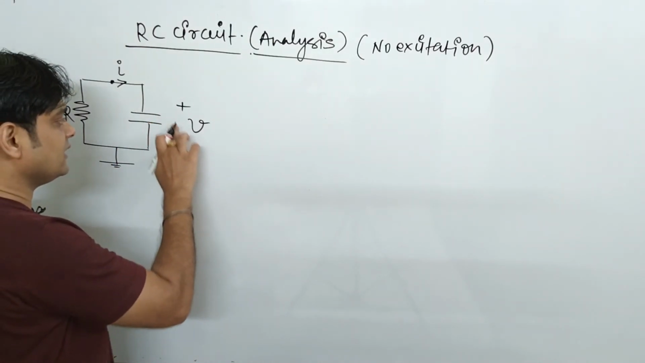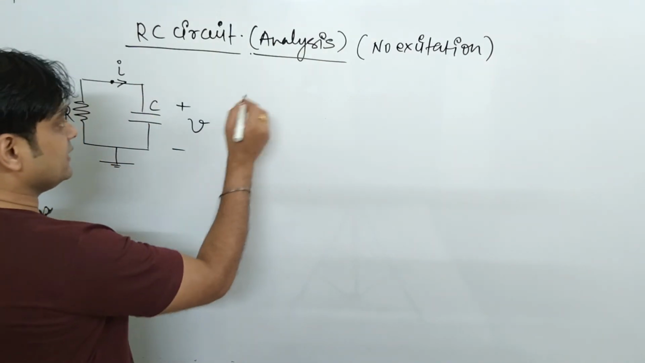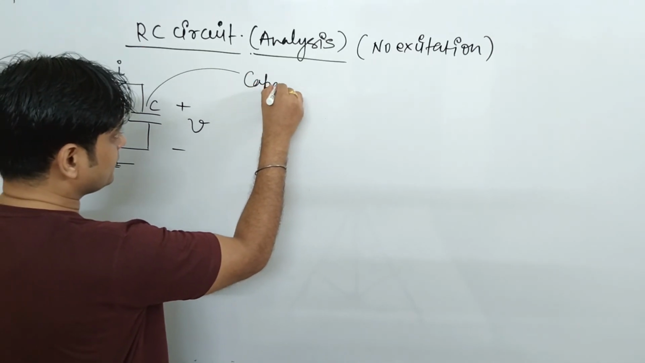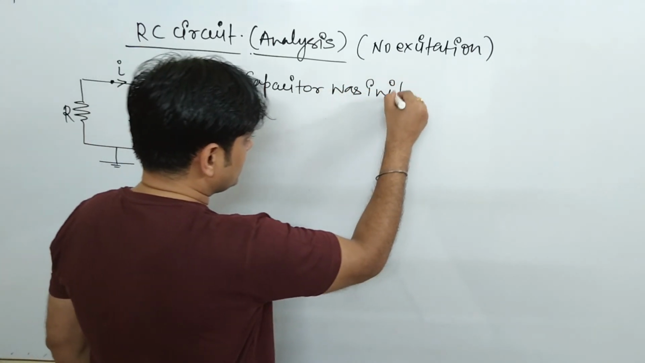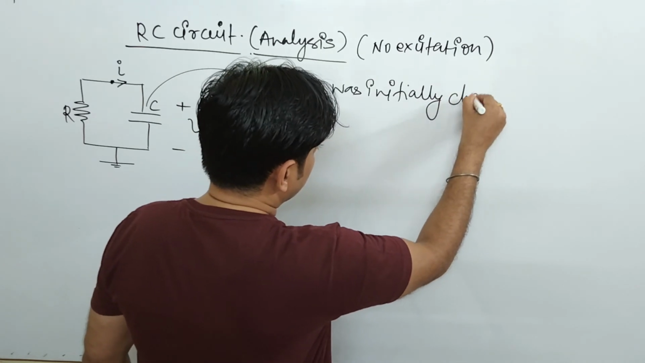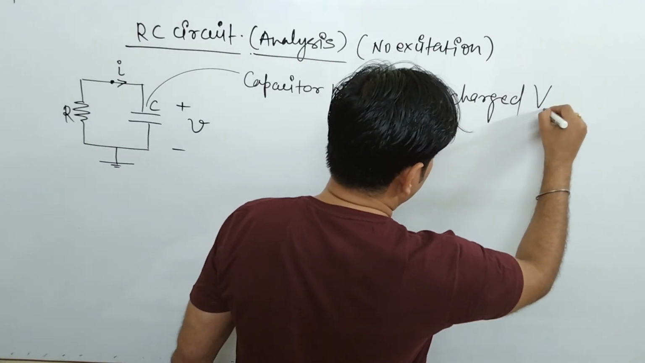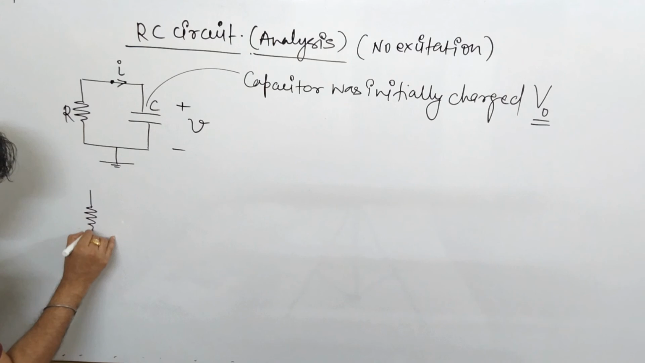Now the very important thing is we have to analyze the condition of the RC circuit, and try to understand why we are analyzing it. We are analyzing the RC circuit under no excitation condition. It means when no voltage is applied. In a special condition, I am considering that this capacitor was initially charged. Please keep in mind the very important thing: this capacitor was initially charged by a voltage known as V0. The meaning of initially charged we will understand more through this diagram.